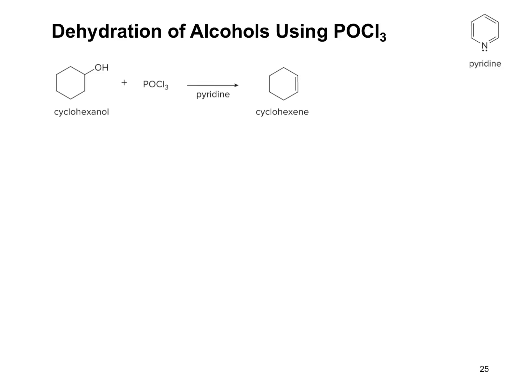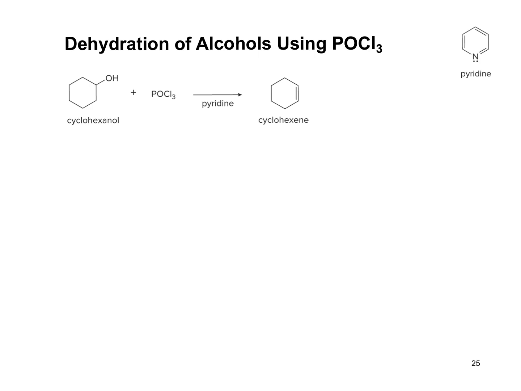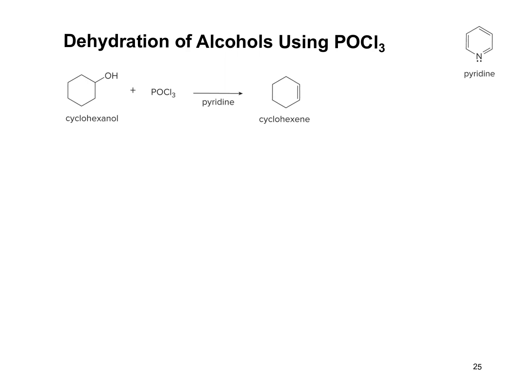So I realize the title of this screencast is the conversion of alcohols to alkyl halides. And that's what we're going to talk about. We're going to talk about two different ways to do that. But at the beginning here, we are going to talk about the dehydration of alcohols using phosphorus oxychloride.